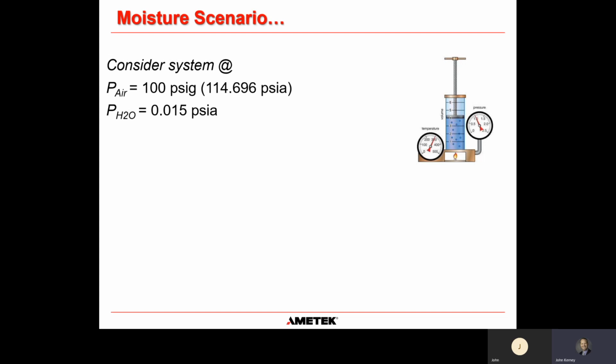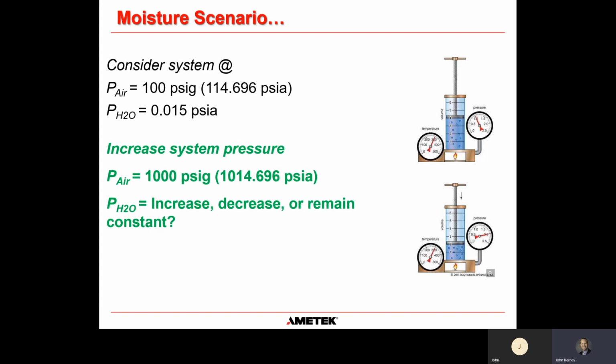Let's tie all this together in a scenario around moisture. Let's consider a compressed air system at 100 psig, and I've said that we have 0.015 psia as the vapor pressure of water in the system. We'll establish that. Now let's consider a scenario where we increase the system pressure up to 1,000 psig. So we've gone from 100 to 1,000. The question is, does the vapor pressure of water increase, decrease, or remain constant?